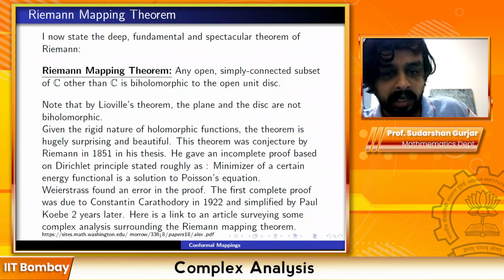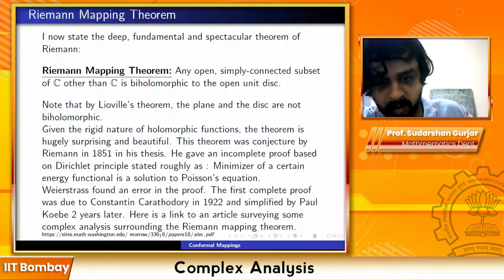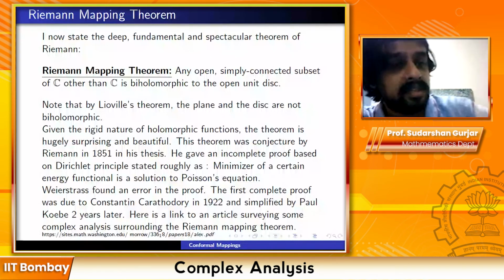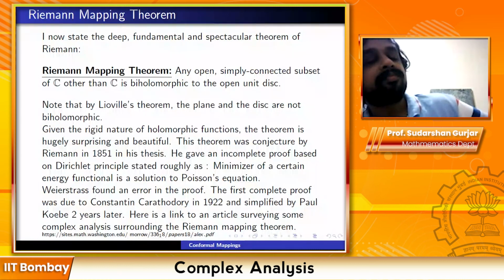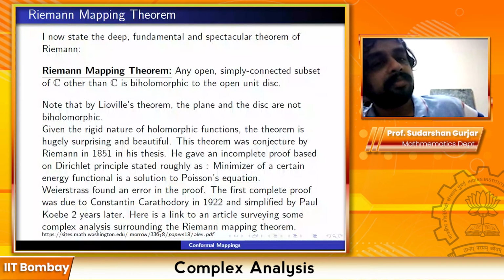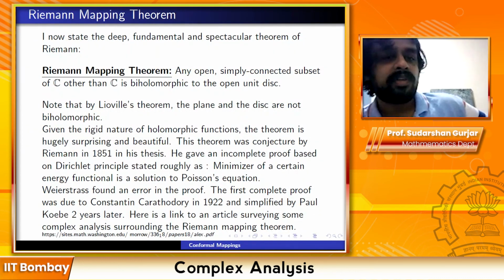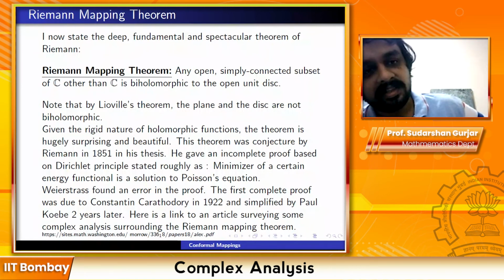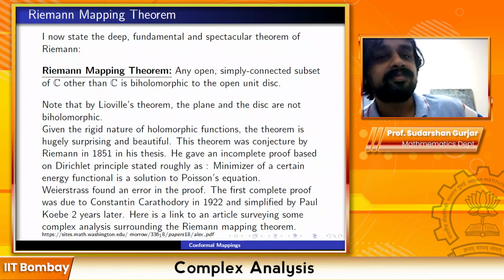So here is a link to an article surveying some complex analysis surrounding the Riemann mapping theorem. You can look at it, which gives a proof and discusses some mathematics surrounding the theorem. This is a really beautiful theorem. And yeah, any doubts? Typically in our PhD course in complex analysis, this theorem is proved. The proof is not very difficult, but it takes some effort.